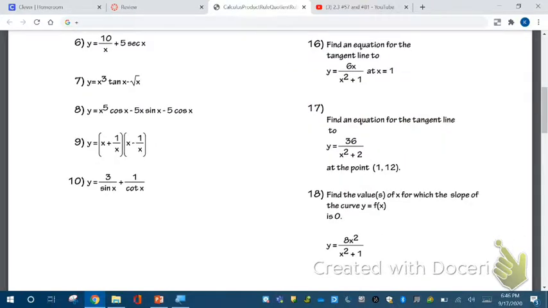So 16, equation of a tangent, you need two things. You need point and slope. To get the point, you plug the 1 into the original equation. To get the slope, you plug the 1 into the derivative, and the derivative of this will require a quotient rule. So I haven't given you a hint on all of them, but I think I've at least given you a hint on most of them.